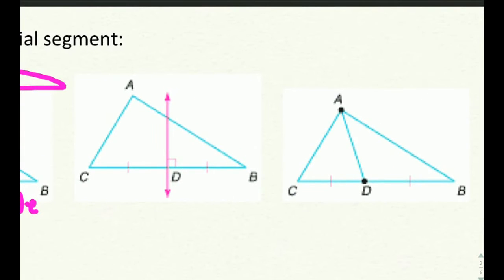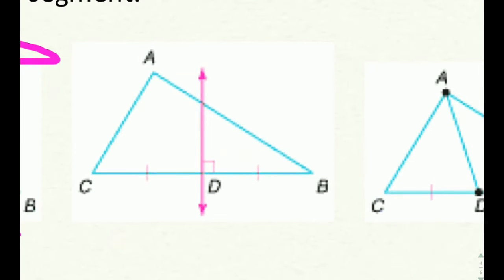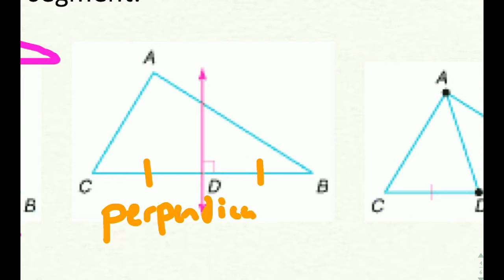Next one, you'll notice that this pink line is going straight up and down and is perpendicular to the blue base of the triangle. You'll also notice that this side here and this side here are equal pieces. It has a little tick mark on it that says these are equal segments. And so this pink line is bisecting the base and it's perpendicular. That's why we call this a perpendicular bisector.